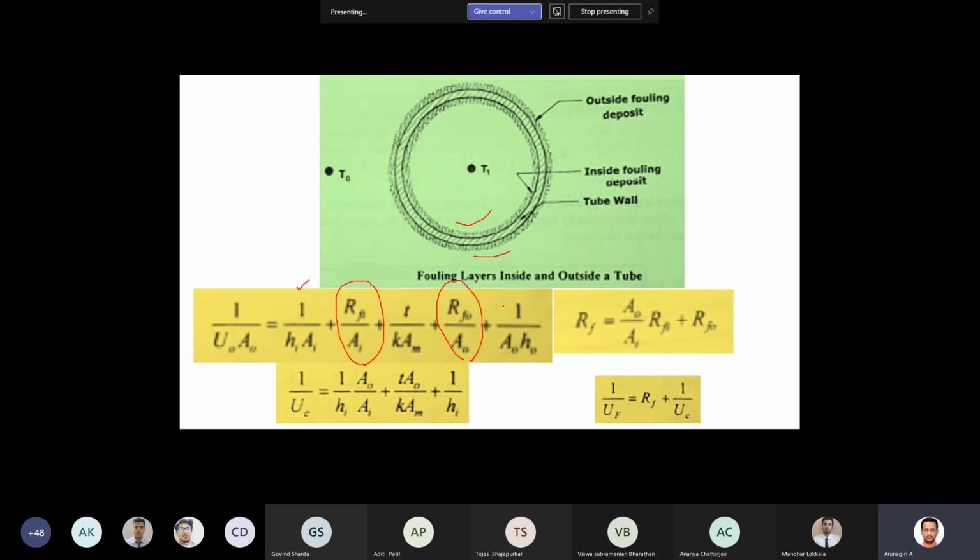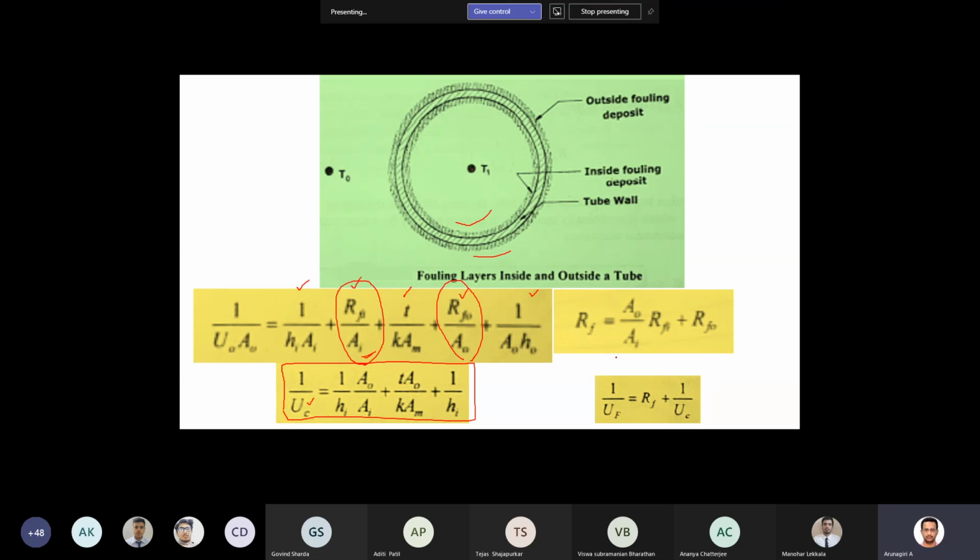This is the inside film coefficient. This is the outside film coefficient. This is the metal wall resistance. These two are fouling resistances. This is R_Fi, the fouling resistance due to the inside fluid, and the fouling resistance due to the outside fluid. Okay, so 1 by U naught is equal to like this. You have 5 different resistances. Okay, sometimes, as I said, this is U clean, correct? That's why we have this U_C. U suffix C means it's the clean overall heat transfer coefficient, where we didn't account for the fouling coefficients.